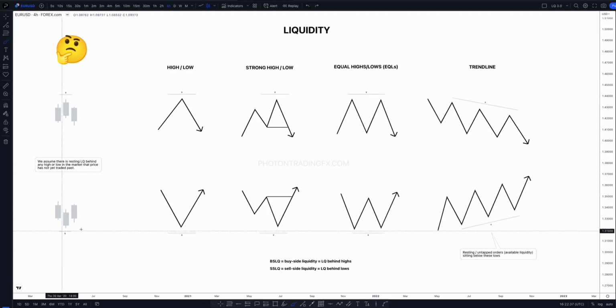And that's the bare minimum, and the same thing for a low. You get that pivot in price, and you would have all of this demand here.